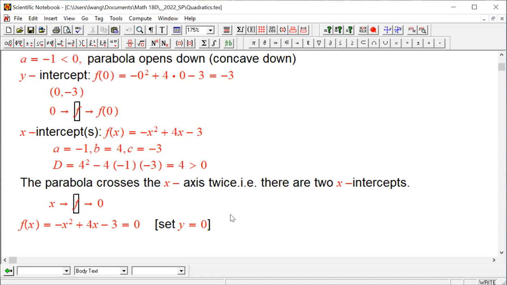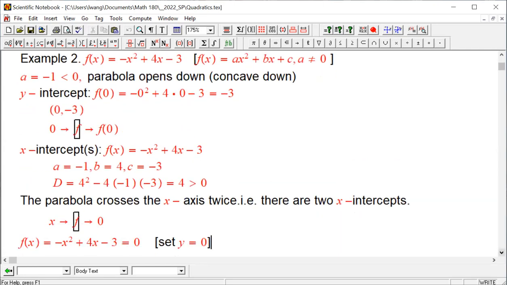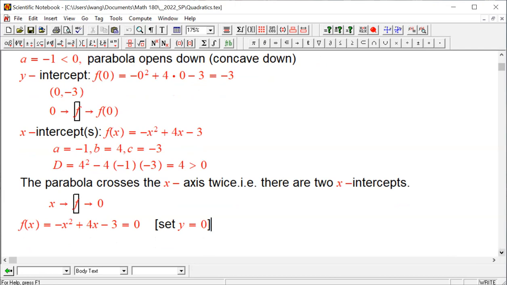But you see, I did not introduce a y here. So f of x is the output. f of x is the y you refer to or you learned about before. Okay, so we ended up solving this equation.